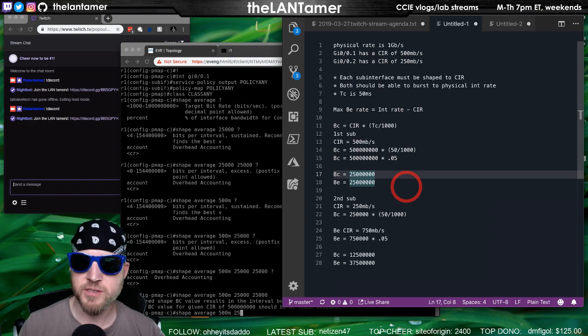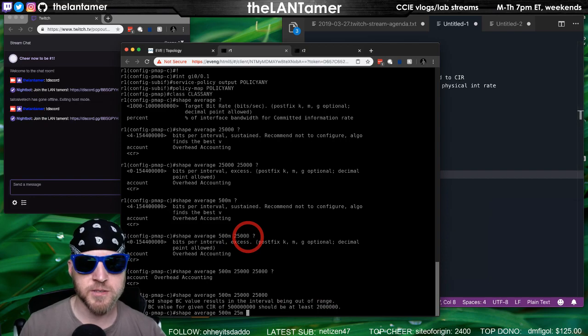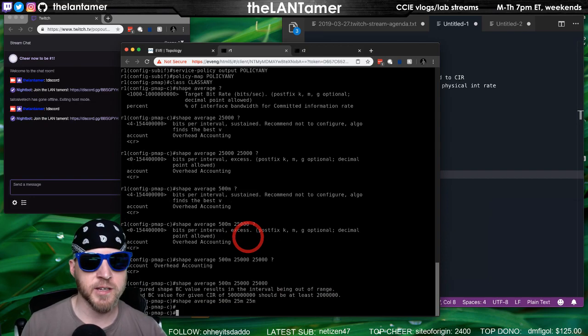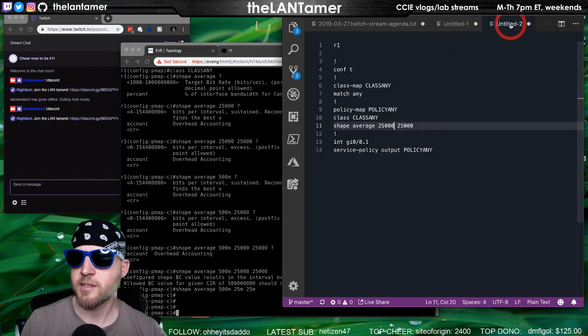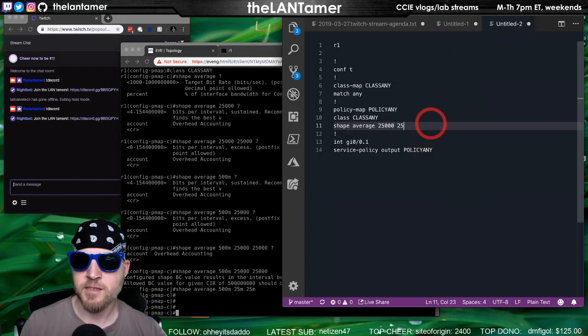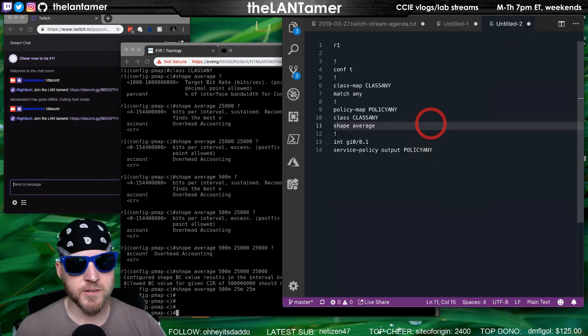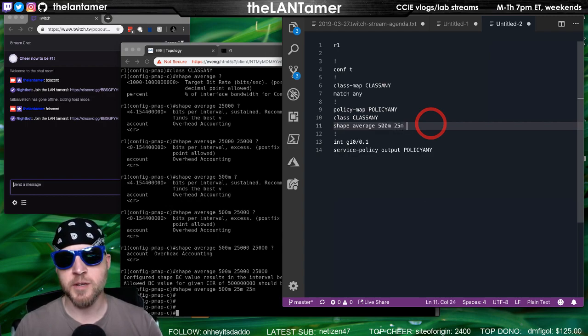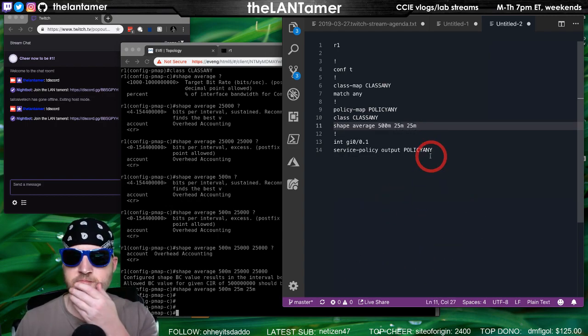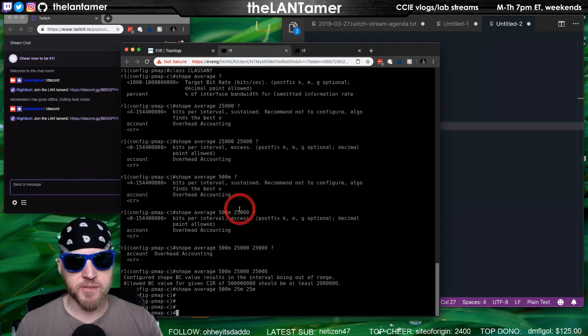$25 million bits. Yeah. Let's do that and that. Okay, it liked it. It likes it. So first thing is the CIR. I forgot about that. 500 meg, 25 meg, 25 meg. So let's just verify that.